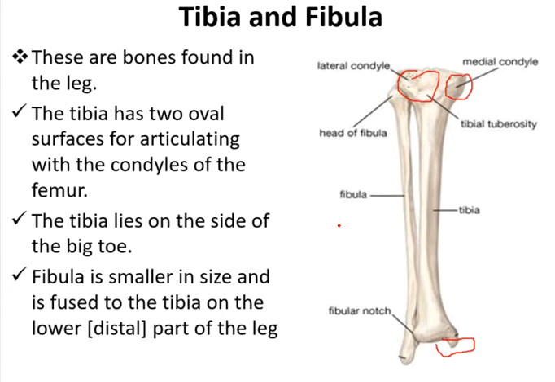Then the fibula is smaller in size, as you can see, and is fused to the tibia on the lower or the distal part of the leg. You can see it is fused here.